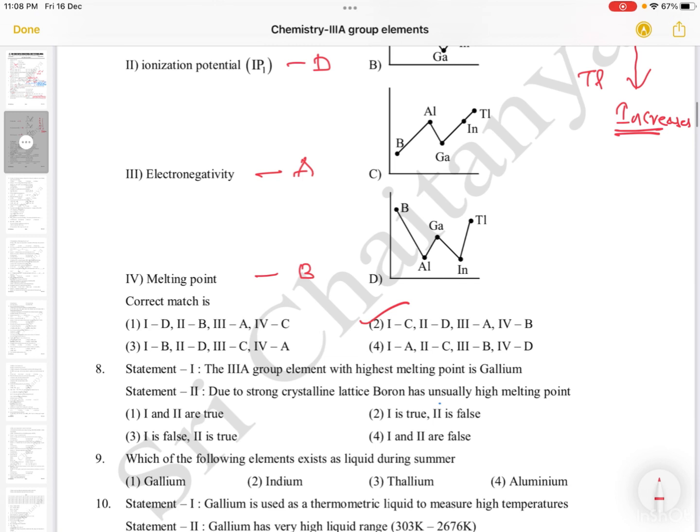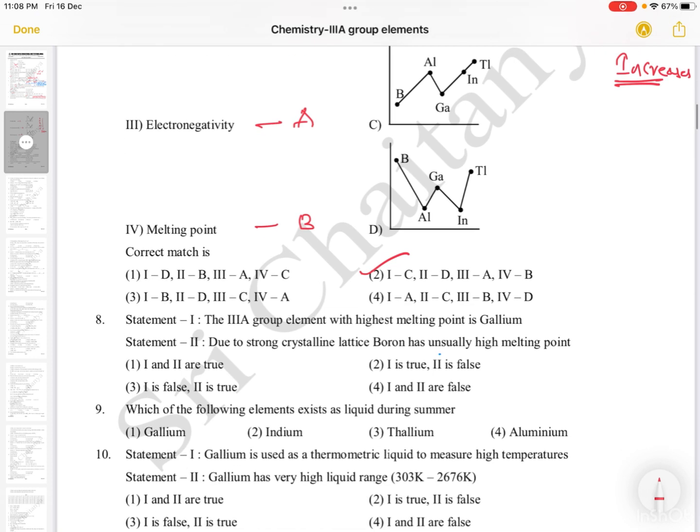Next, let us see question number 8. Statement type of question. The third A group element with highest melting point is gallium. So actually highest melting point is not gallium, that is boron. Boron has highest melting point. So statement 1 is wrong.